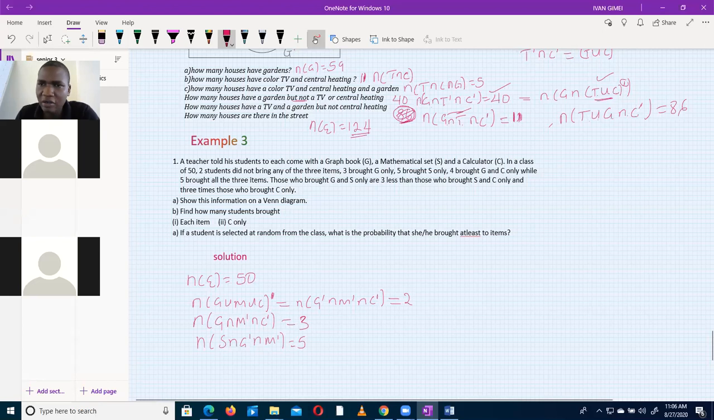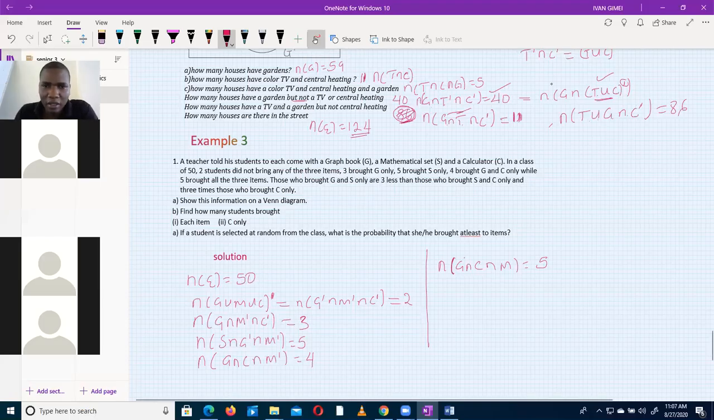Then 4 brought G and C only. How do you write that? Okay, so we have G intersection C intersection M equals 5. Then what else? What else have we been given?